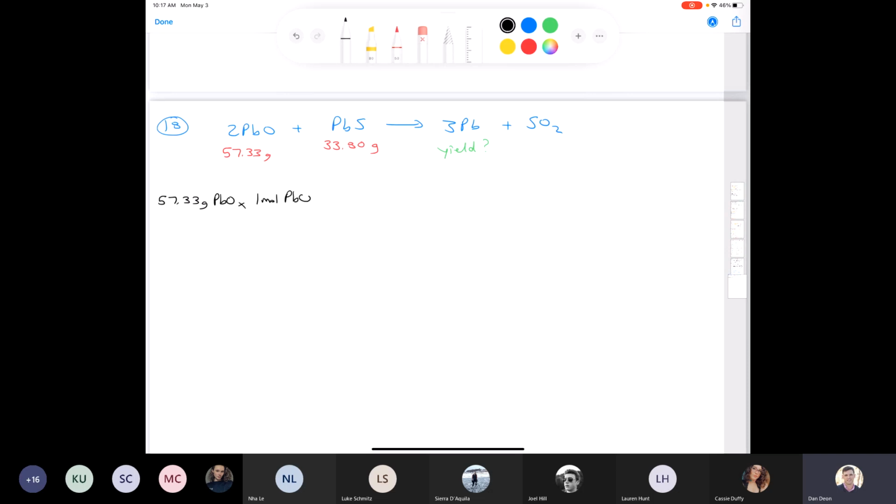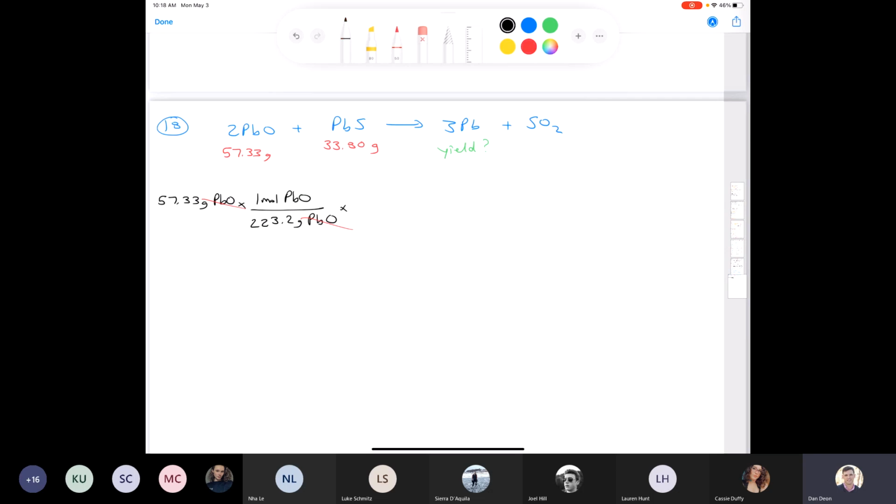1 mole of lead(II) oxide has a mass of, and this is given to you in the problem, 223.2 grams of lead(II) oxide. Now, again, if we were to stop here, we'd end up with the number of moles of lead(II) oxide, but I want to know the mass of lead.